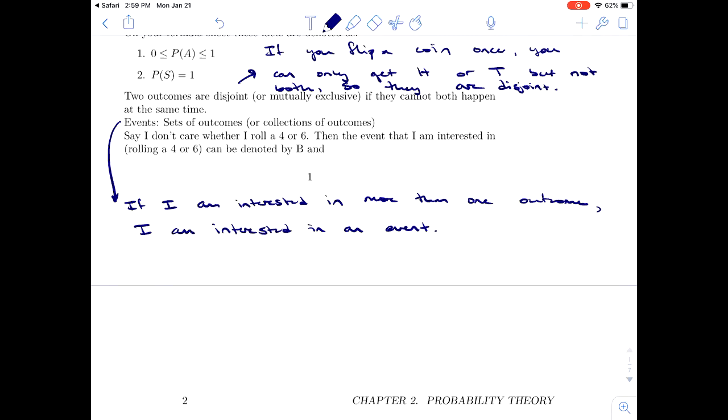So, and these events we could also denote by capital letters, right? So let's denote this event rolling a four or a six. I don't care which one. As long as it's one of those two, let's say I bet some money on it. I wouldn't bet money on stuff. Let's say I did though. And I placed bets on four or six, and I don't care which one happens, as long as one of those happens, and I want to know the probability of this event happening. So I can denote this event by a B. I've already used A, use B, doesn't matter.